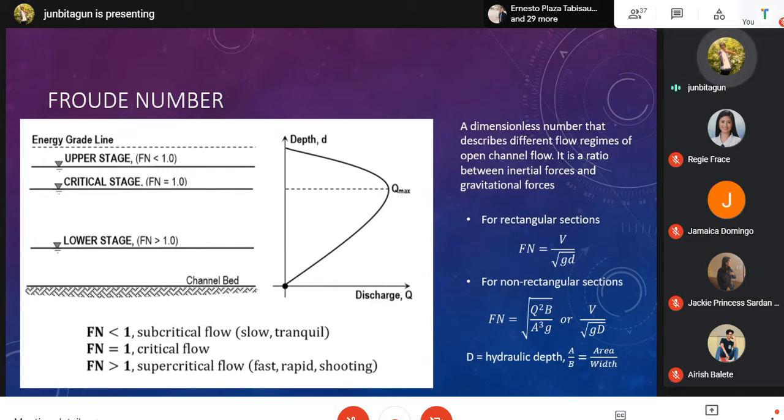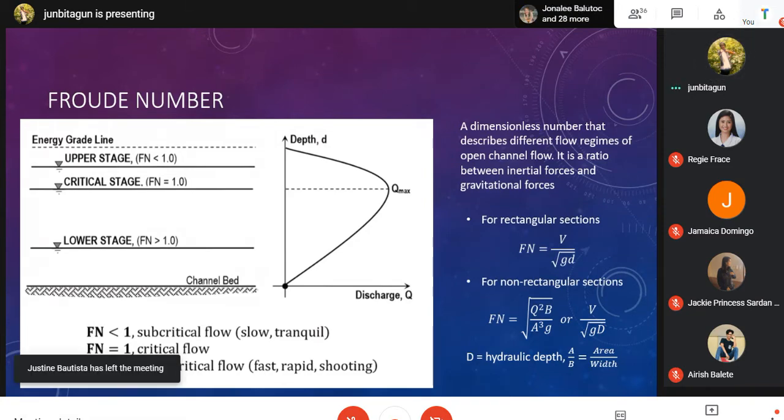Or you can just use V over the square root of G times D, wherein D is the hydraulic depth, and the hydraulic depth is equal to area over the width of your cross-section. Okay, cross-sectional area. So that is the Froude number. Why? This Froude number will tell us whether a certain open channel flow will have a hydraulic jump or not.